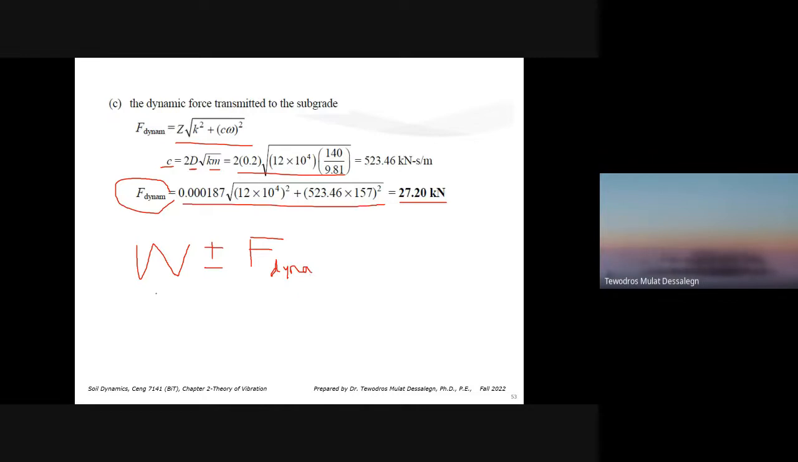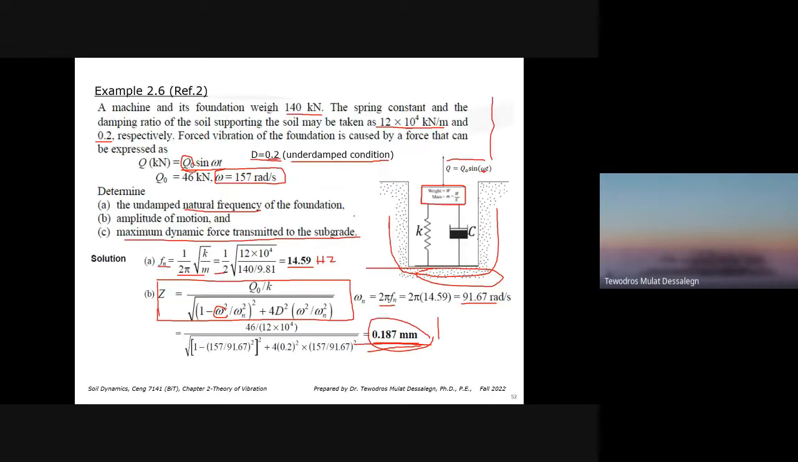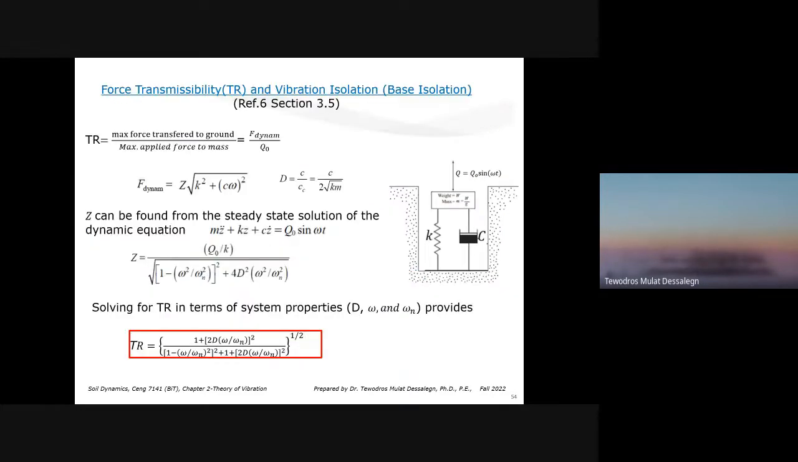So in your design, this is what you use. In the worst case, you'll have W, the weight of the foundation and the machine, plus the dynamic component. In the least case, you'll have the minus, which probably doesn't govern. So that completes these 4 sections.